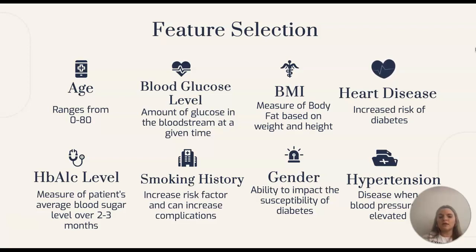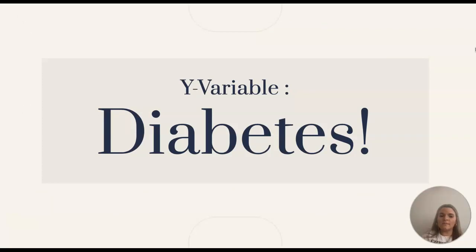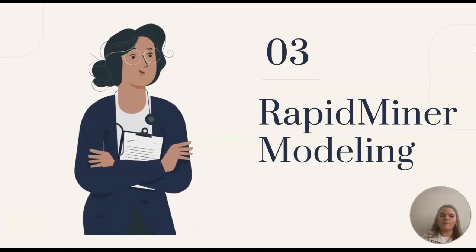Another one is gender, and it's the ability to impact the accessibility of diabetes. I found in this one that females are actually more likely to have diabetes than males are, at least in this case study. Another one is hypertension. It's just basically when your blood pressure is constantly elevated. And then the main Y variable that we are looking for is diabetes. So this data set is basically showing if someone has diabetes and does not, but also you can look at the ones that are false and see if they are likely to get diabetes based on the other true ones that do have diabetes.